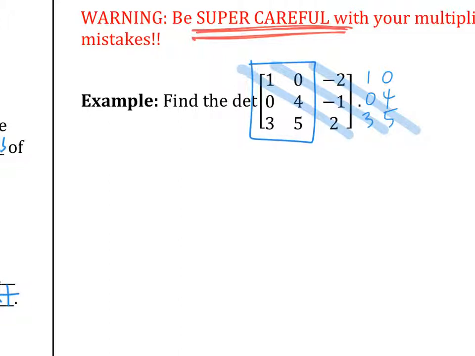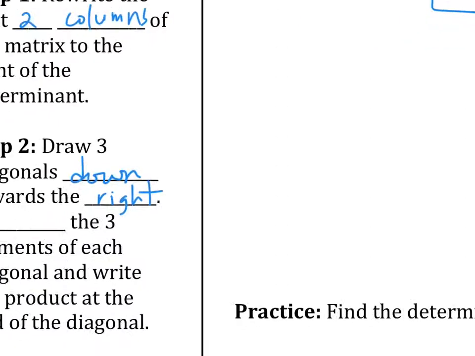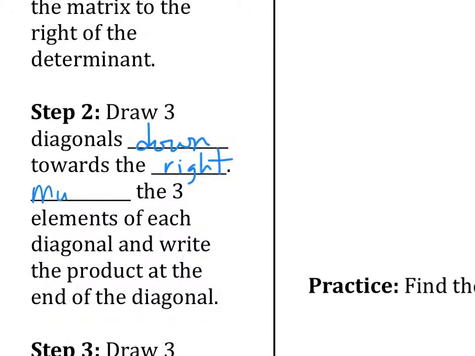If you're doing it on an iPad, obviously you're going to draw the diagonals. But if you're going to do it on paper, don't draw anything. Just mentally know you're going down the diagonal. And then what you're going to do is multiply the 3 elements together and write the product at the end of the diagonal.